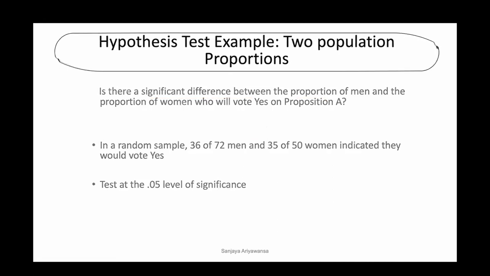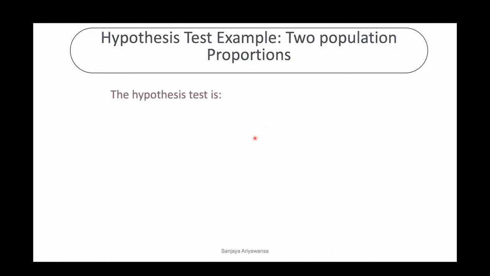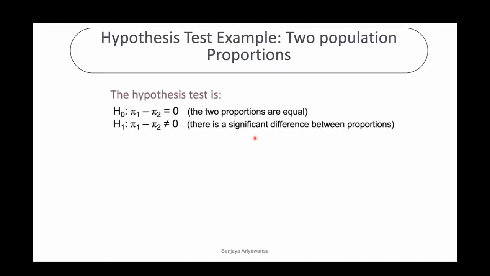First and foremost, we write down the hypothesis test, which is given by this equation, because they are asking whether there's a significant difference between these two population proportions. The alternative hypothesis says there is a significant difference. The null hypothesis would say no, the two proportions are equal. So this is what we're testing.